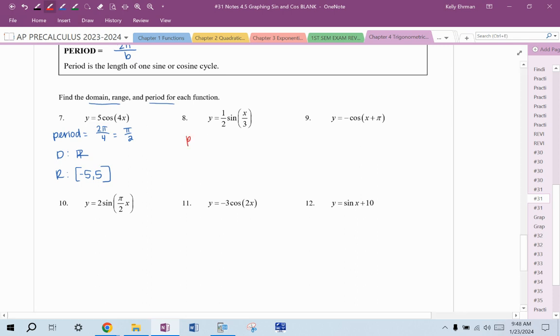For number 8, the period is 2 pi divided by b, and b is 1/3. So 2 pi divided by 1/3 is really like 2 pi times 3. So that's 6 pi. So now this sine curve, instead of being normal like this, it's going to get stretched way out. So it stretches across 6 pi. The domain is still all real numbers. The range is not dependent on the period. It's dependent on the amplitude. So this graph only goes up to 1/2 and down to negative 1/2.